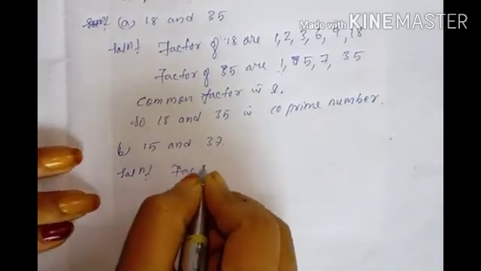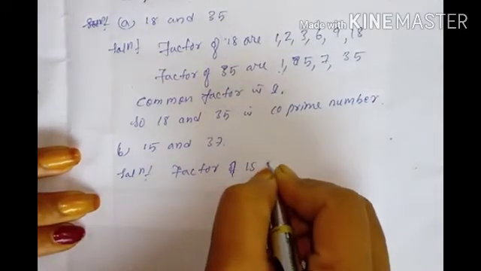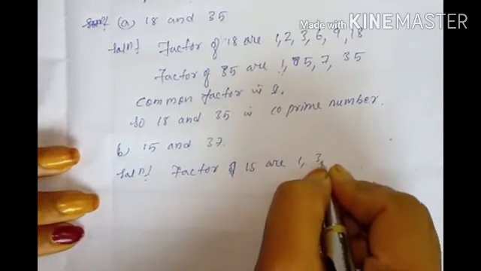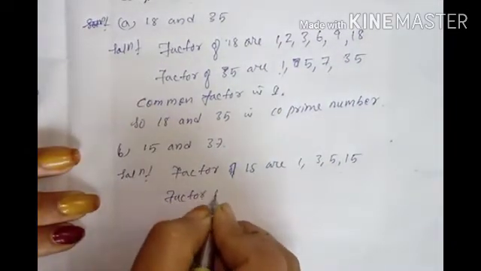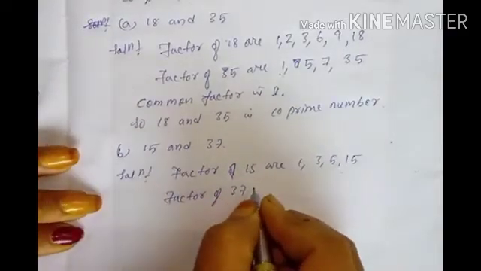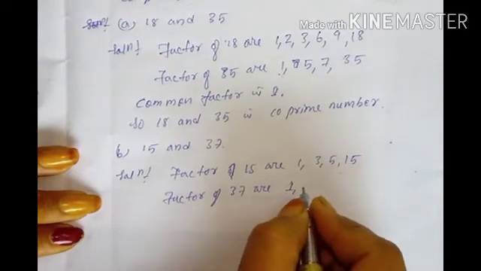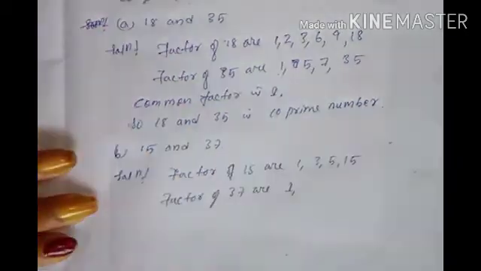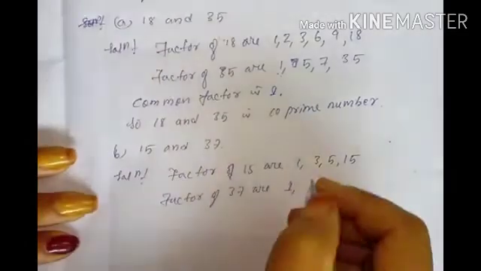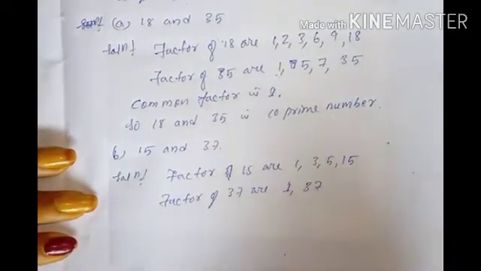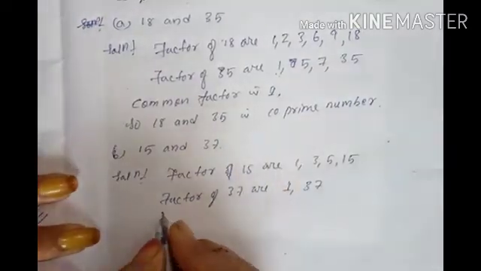Write the factors of 15. Factors of 15 are 1, 3, 5 and 15. Now again, factors of 37 are 1, 2 is not a factor, 3 is not a factor, 4 is also not a factor because 37 is a prime number, so there will not be any other factor. Only 1 and 37 will be its factors.